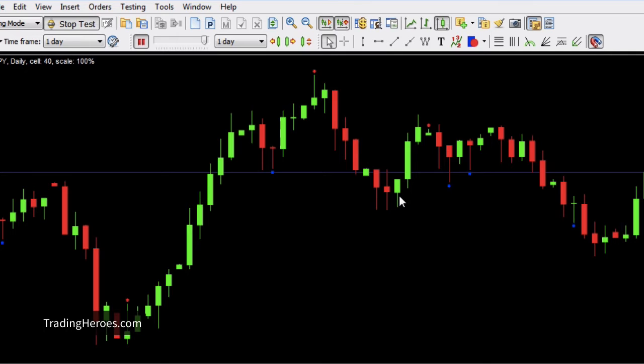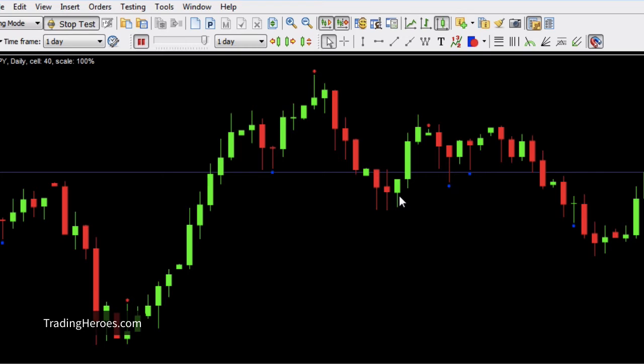So you want to ask yourself, how big is that tail going to be compared to the entire candle? And that could be your own definition, and you can test different settings on that. But in this test, I'm testing 66%. So the tail is going to be 66% of the total candle, and that's what I'm looking for.